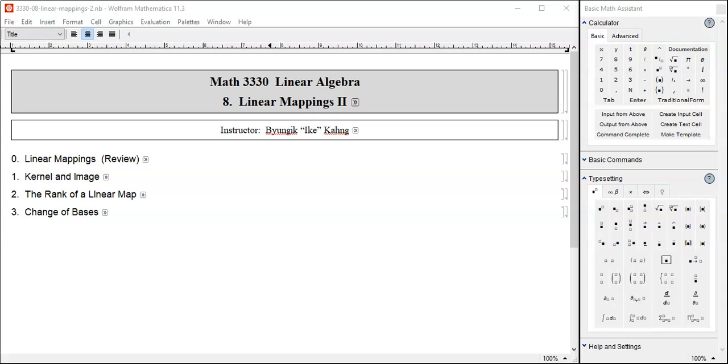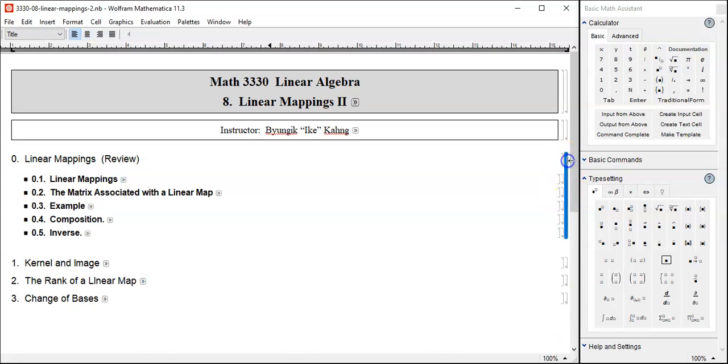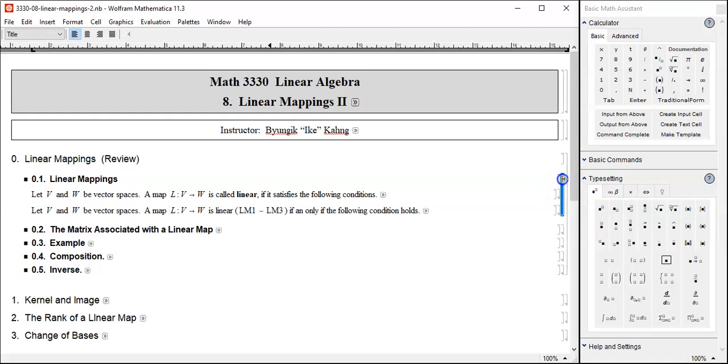Hello students, welcome back. We just had a review and let's go over to section 1. But before that, we need just a little bit more review. A brief review, a review of review. What am I talking about? I'm talking about this.